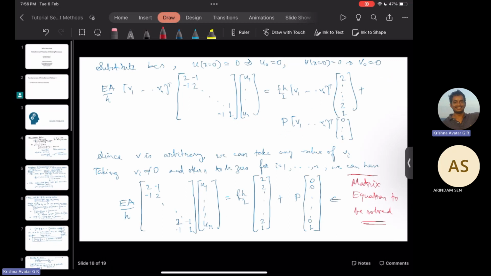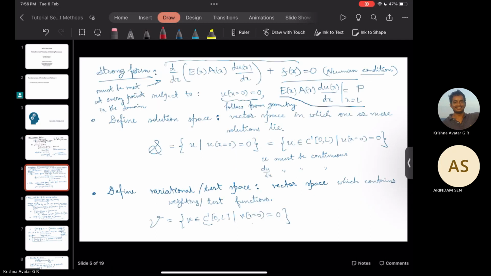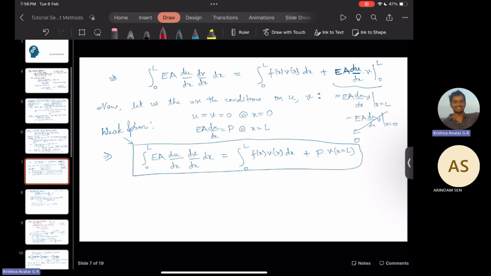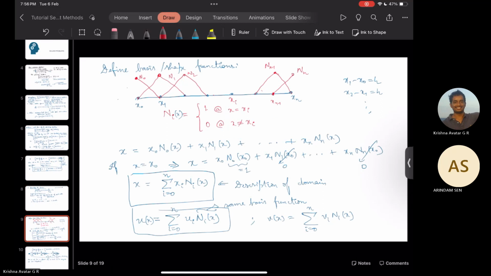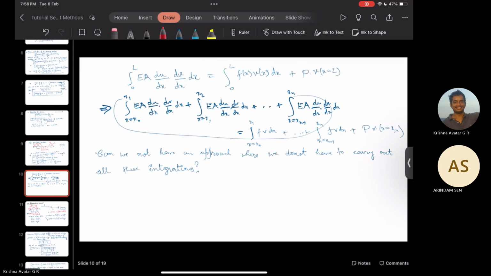So let me just give an overview of what we were attempting. We had this bar extension problem. Then we had this strong form. We defined the solution in variational spaces, then derived the weak form. And then once we had the weak form, we discretized the domain and defined the basis functions, using this isoparametric approach where we use the same basis functions to construct the approximate solution as well as the geometry.